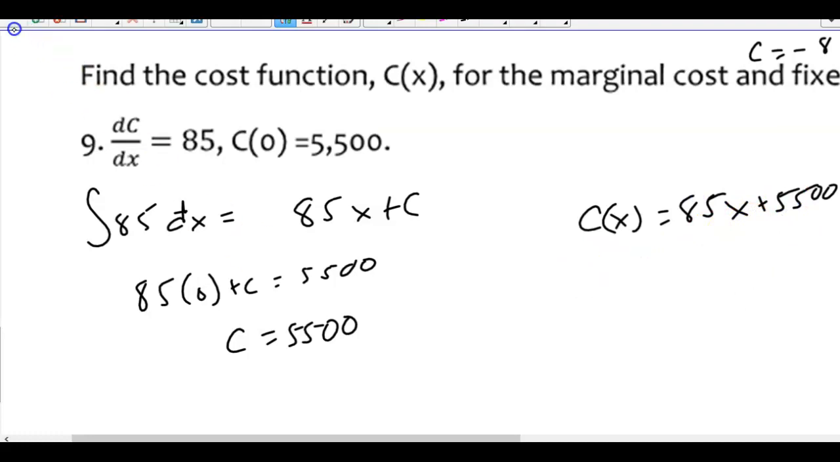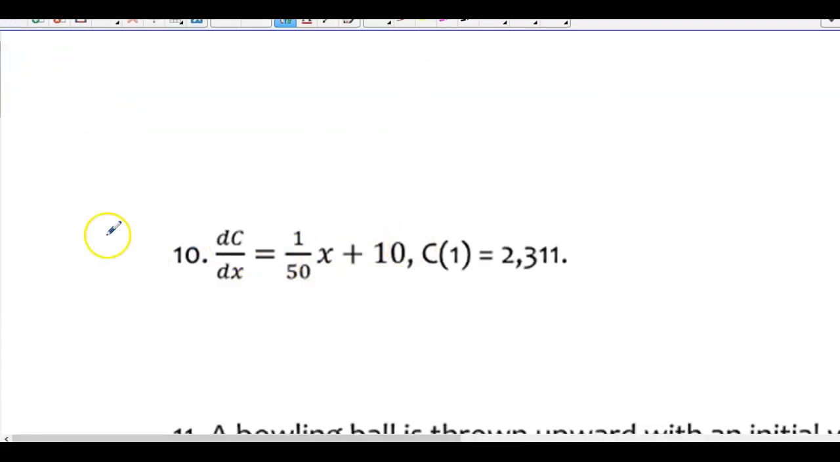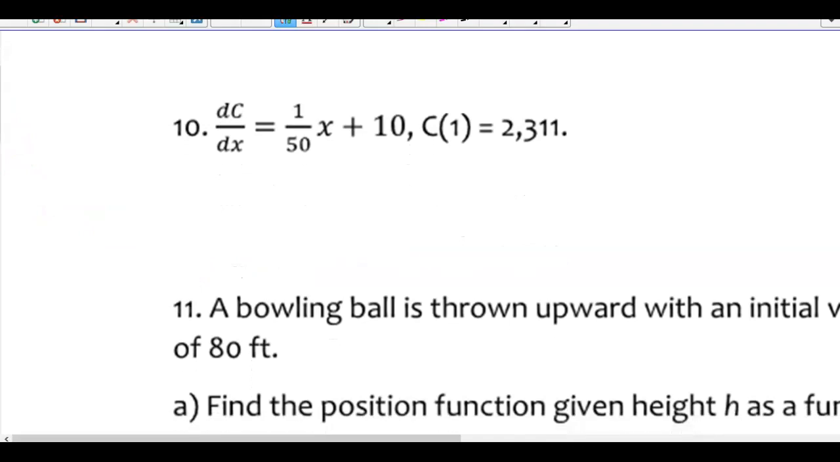All right, number 10. Number 10, same type of problem. The derivative is 1 over 50x. Hold up, I don't want that to look like it's in the denominator because it's not.